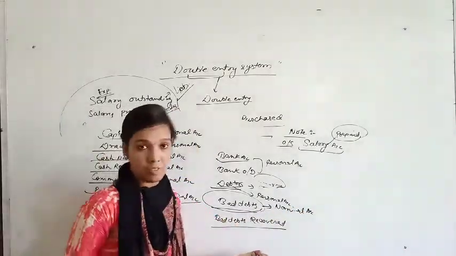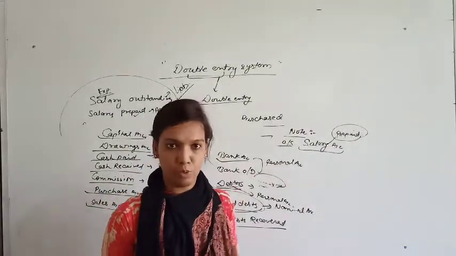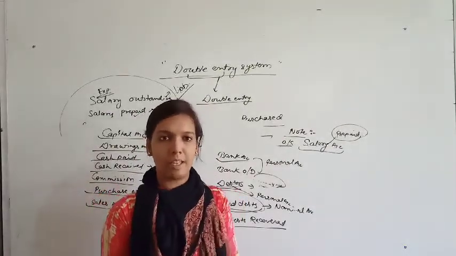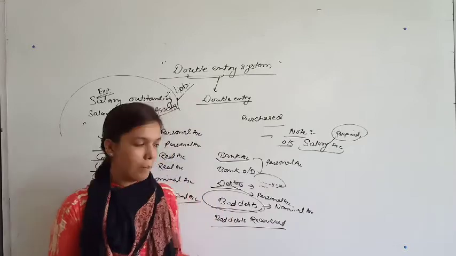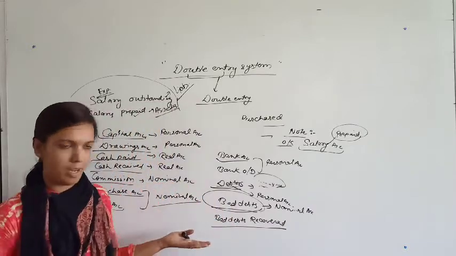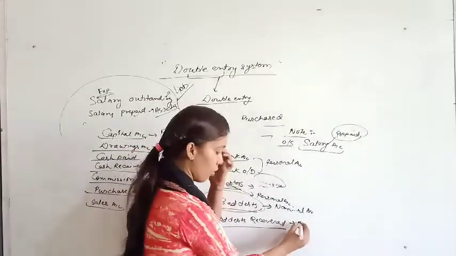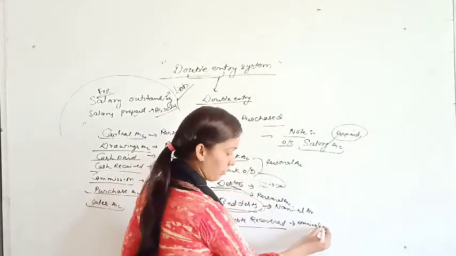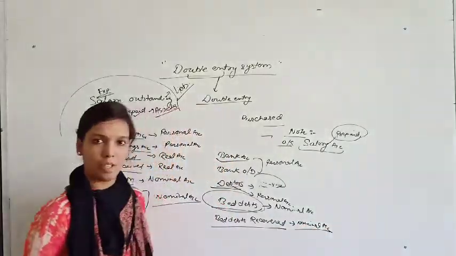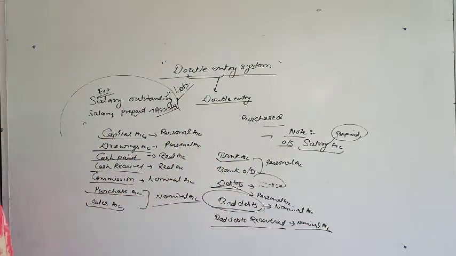Okay, and bad debts recovered. This is income for you. You had considered them bad debts that you will not receive, but you have recovered those bad debts. It means this is also a nominal account. Clear? So these were some examples that are classified as personal, real or nominal.